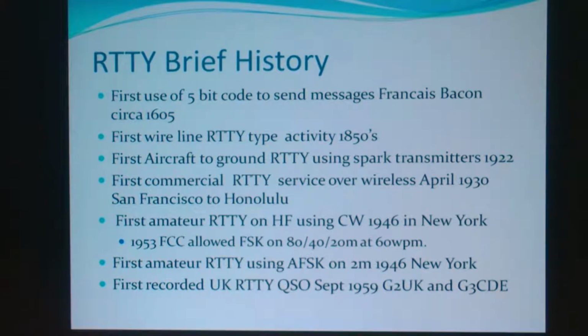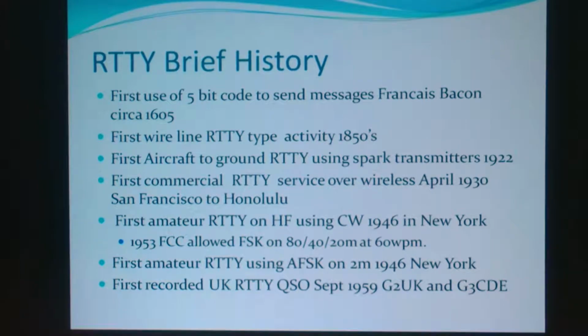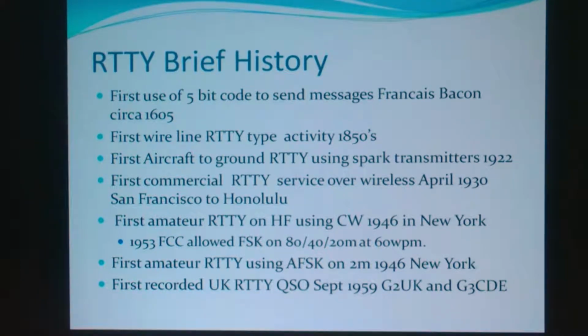You could say that Francis Bacon, back in 1605, was the first person to use a 5-bit code to communicate. He basically took the alphabet, or 24 characters, he didn't do I's and J's or U's and V's, and converted them into 5-bit codes using A's and B's as the ones and noughts. The first wireline activity was around in the 1850s when Mr. Bordock was around.